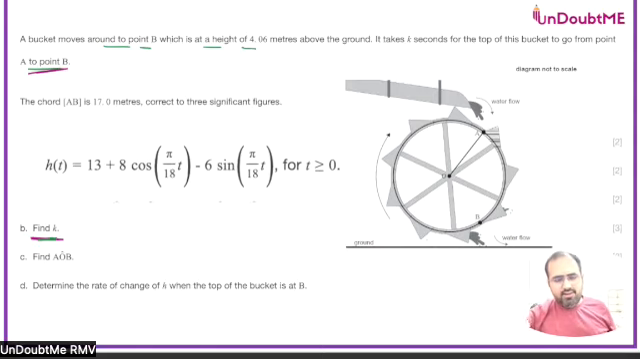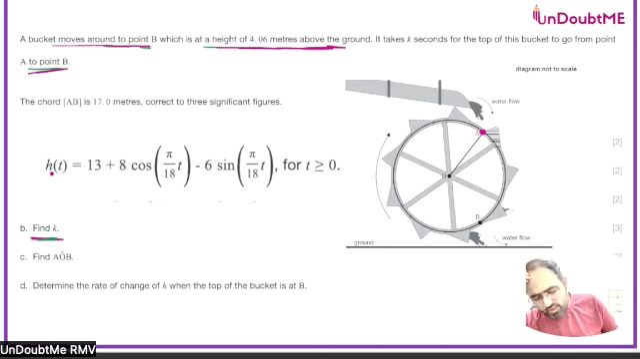The reason I'm showing the equation is so that you can think better in a proper way. If you read this, a bucket moves around to point B, which is at a height of 4.06 above the ground. So I can say that at this point, height is 4.06. Assuming that at t is equal to 0 it is starting, can I say that from point A to point B, it has to cover a height of 4.06 meters only?